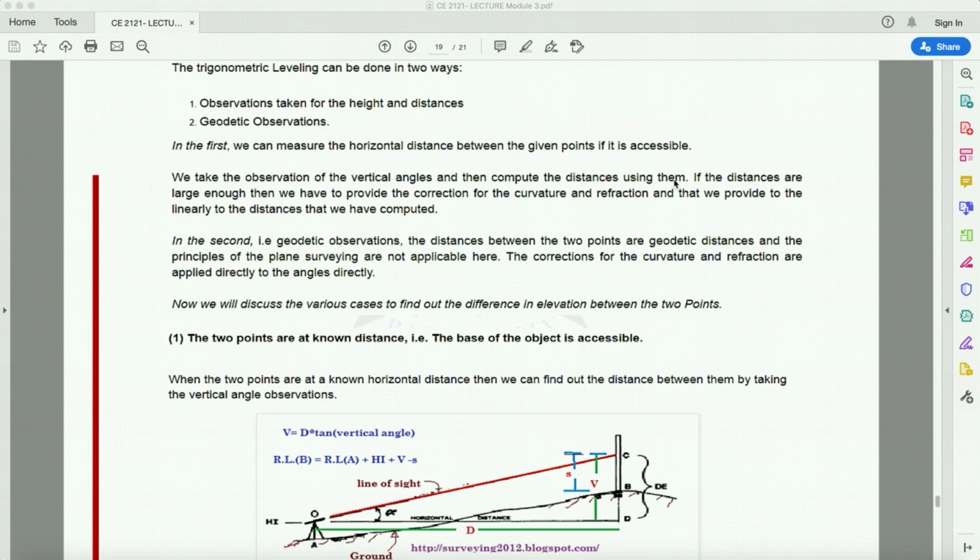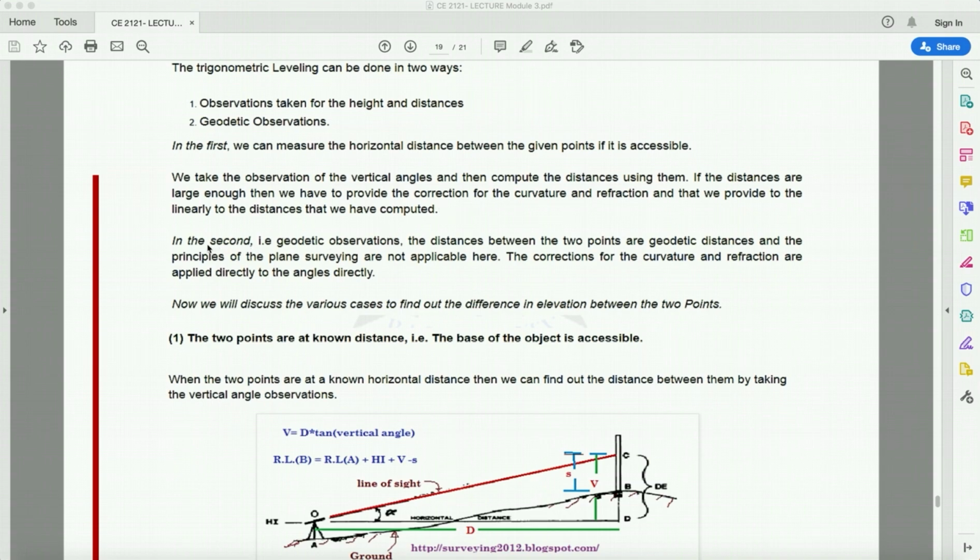So if the distances are large enough, then we have to provide correction for curvature and refraction, and that we provide linearly to the distance that we have computed. So it is simply a function of trigonometric functions. So we have the SOHCAHTOA. Okay, so if you have an angle, you have one side, then we can solve everything.